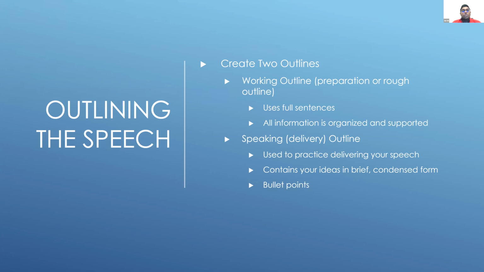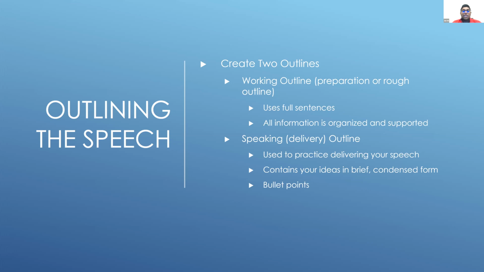So, what you do is you create a delivery outline or a speaking outline. This is what you would take up with you when you go present. It can be a note card and it should be very small and it should just have very brief ideas on what you want to mention in your speech. So just put your main ideas and maybe a few supporting facts that you know you want to mention. It should definitely just fit onto a note card and have some bullet points.